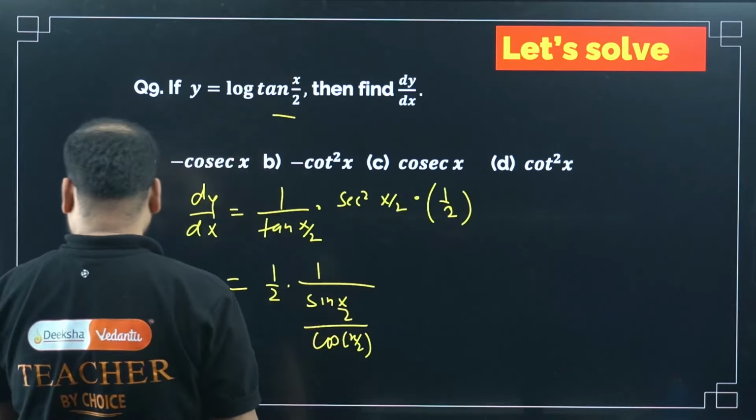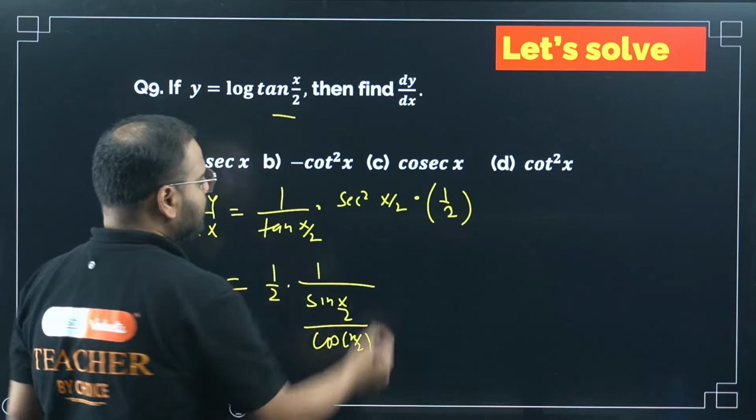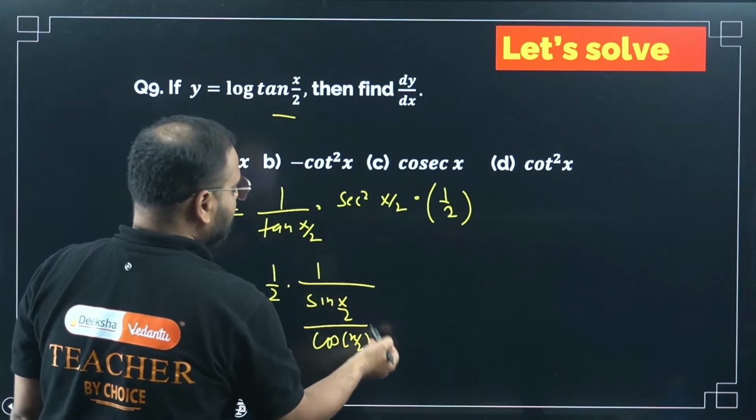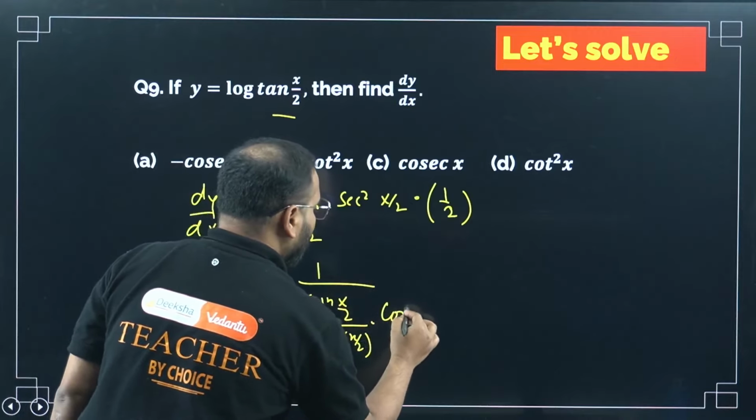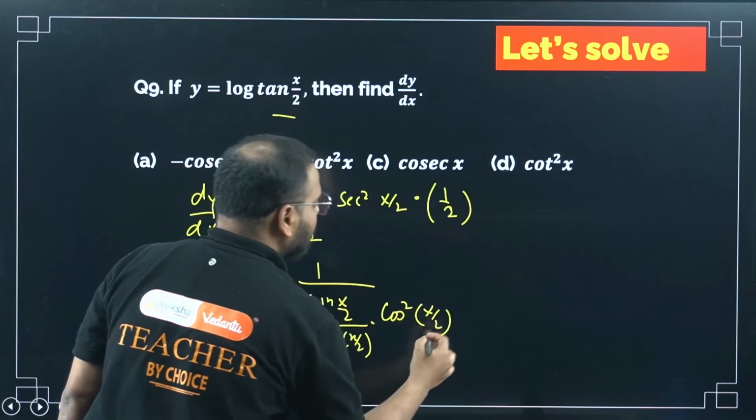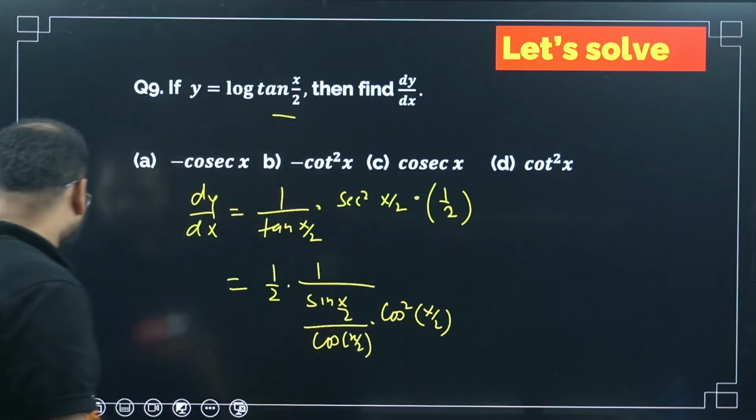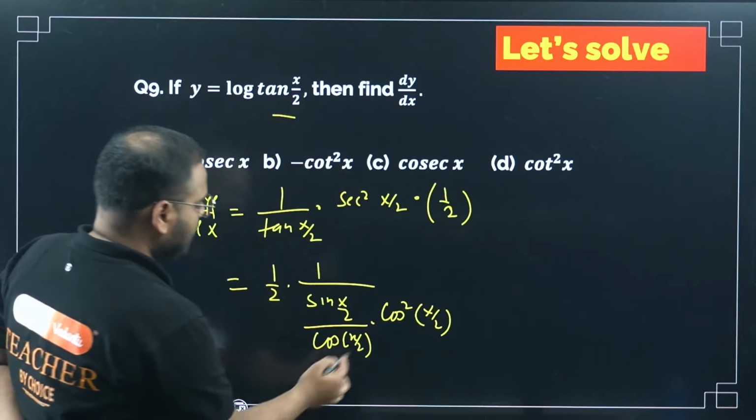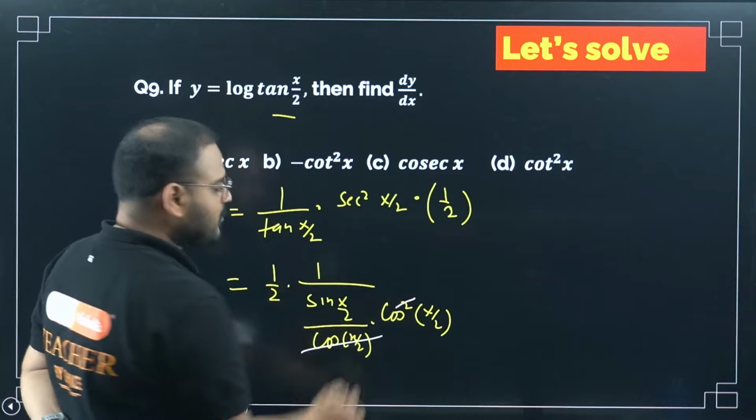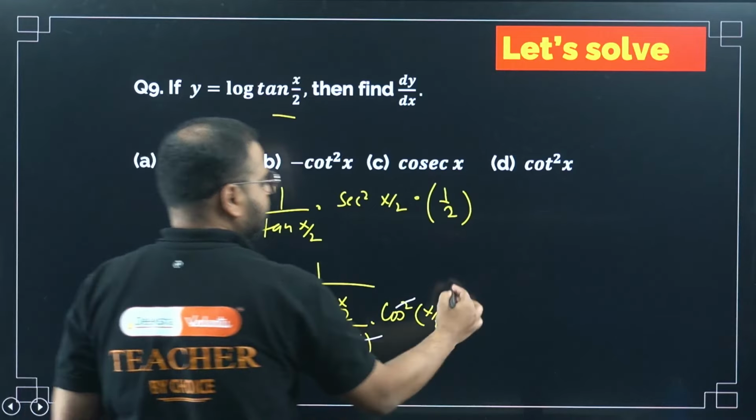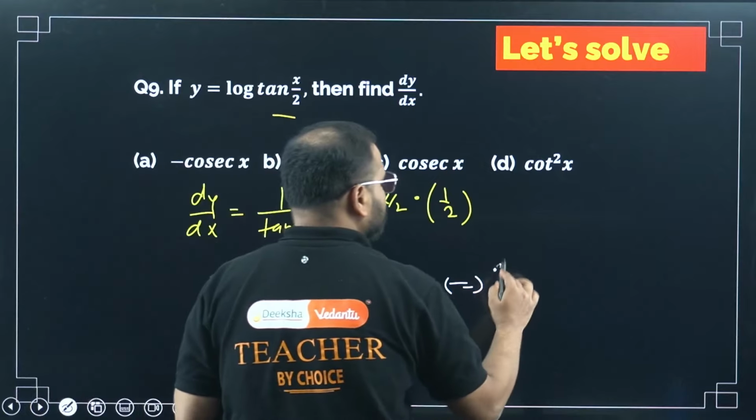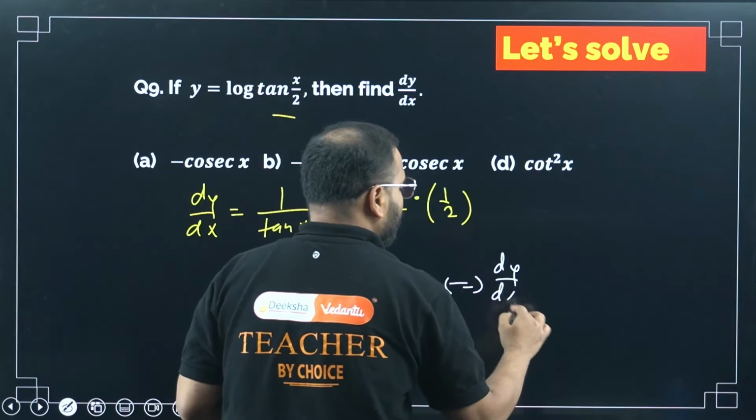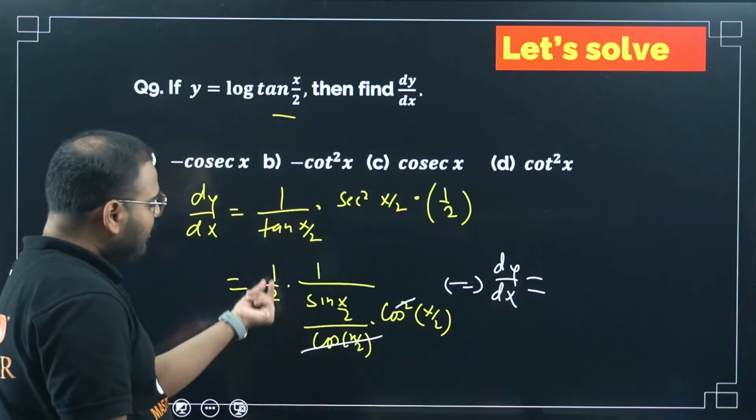Tan x by 2 is there, right? So I can write it as sine x by 2 by cos x by 2, and this I can write in the numerator, in the denominator like this. Sec square I can write over here as cos square x by 2. 1 by 2 I've already taken in the front. Now please check, this cos will cancel one of the cos from the square. So what is left now? dy by dx is simply y dash.